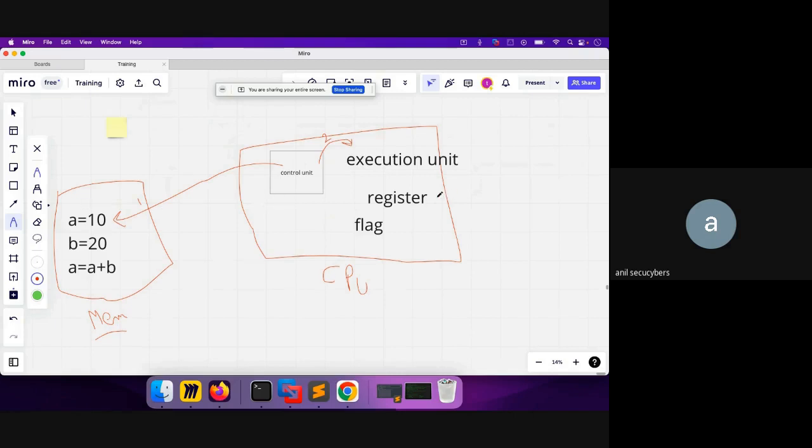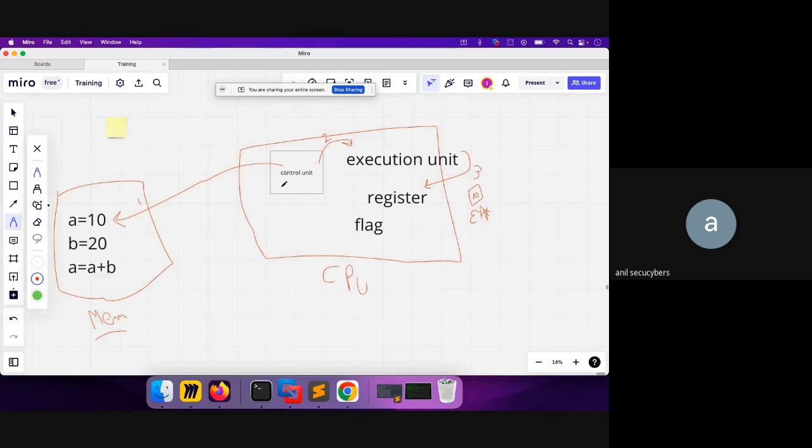In the register, actually, the register is all made of memory. In that register memory, the value of A will be stored. The register is made of multiple different kinds of memory slots. One of the slot names is EAX. So the value of 10 is stored in EAX.